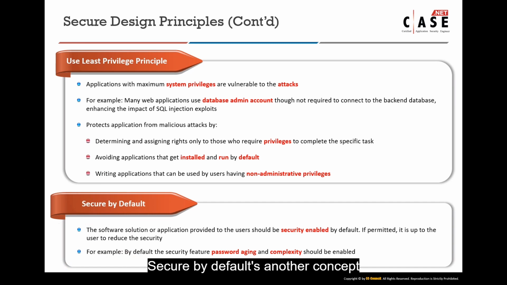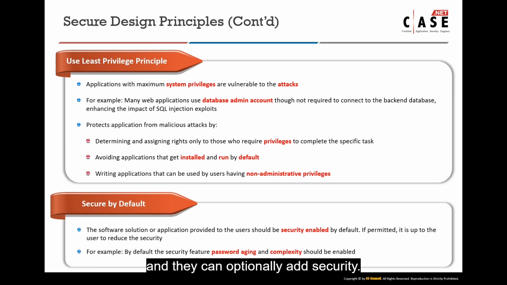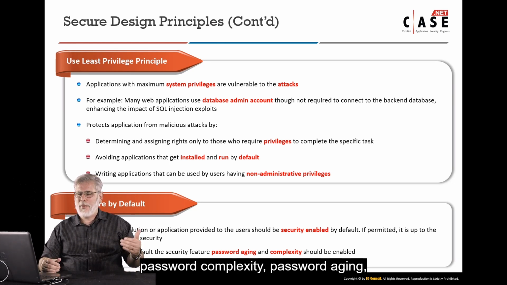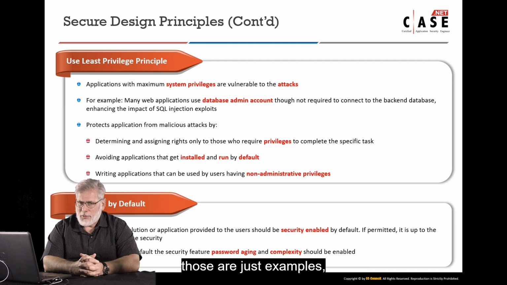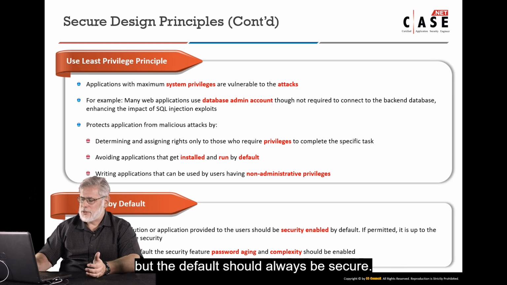Secure by default is another concept we saw in the earlier slide. The software or application or system or whatever it is should have security enabled by default. It should not be that the thing is unsecure by default and they can optionally add security. Things like passwords, password complexity, password aging, those are just examples, but those should be on by default. Now, there may be scenarios where you allow an administrator to override that, but the default should always be secure.